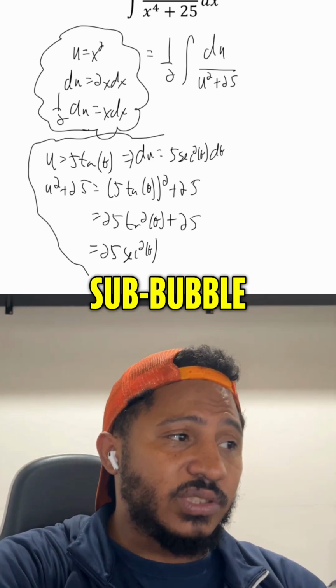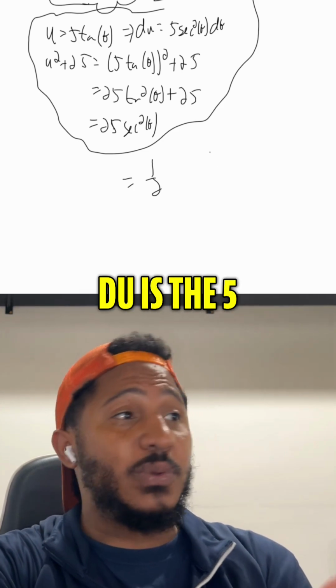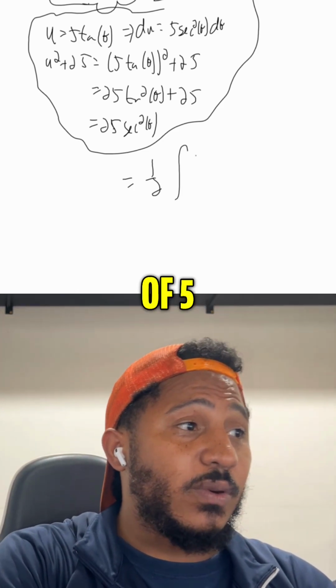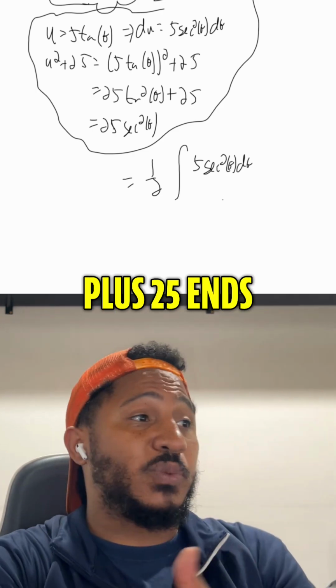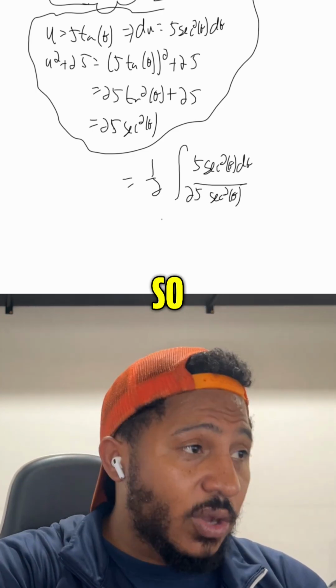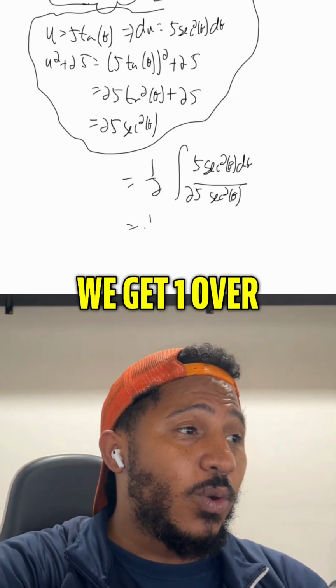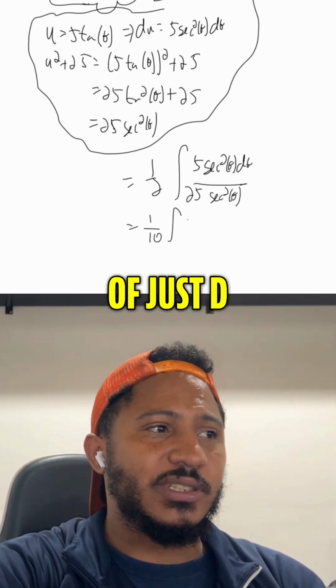So this becomes our new substitution. So our integral becomes half of, well, the du is the 5 secant squared of theta. And so this is the integral of 5 secant squared of theta d theta. And then u squared plus 25 ends up being 25 secant squared of theta. So this simplifies to where we get 1/5 times 1/2, which is 1/10. This is the integral of just d theta.